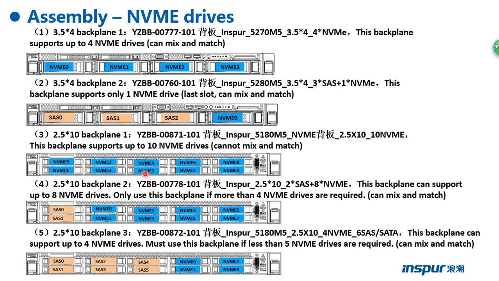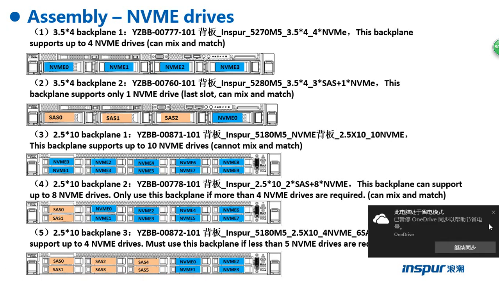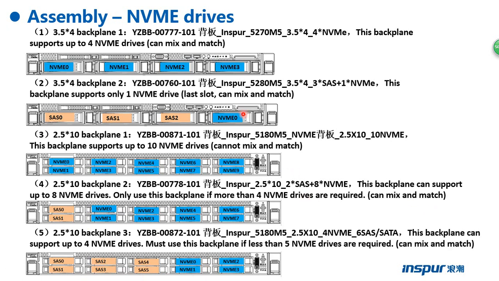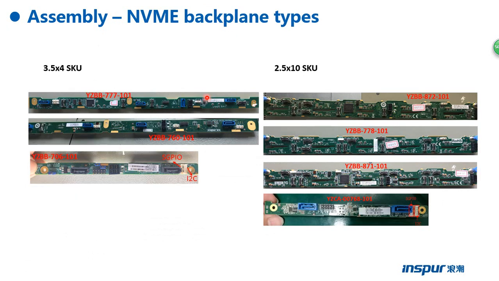This one is the 10 NVMe configuration. This package is the 2 SAS hard drives and 8 NVMe hard drives. This package is the 6 SAS hard drives and 4 NVMe drives. We need to pay more attention to this part because sometimes we have different configurations of the hard drives. This is the NVMe backplane types.